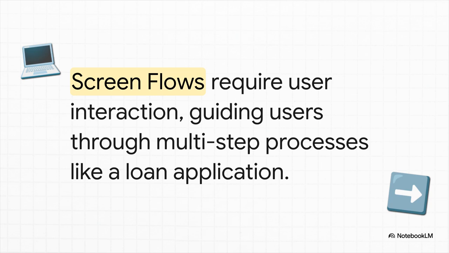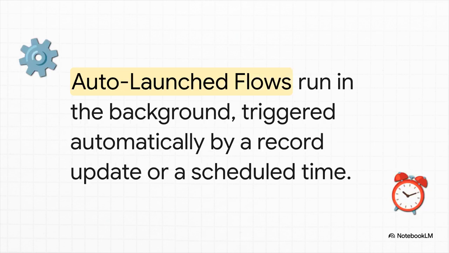First up, we've got screen flows. The name kind of gives it away. These are the flows that need a person to interact with them. They're absolutely perfect for guiding a user through a process step by step. Think of things like a complex loan application or a guided setup for a new customer. You're basically presenting screens to the user to get the information you need. And then on the complete other end of the spectrum, you have auto-launched flows. These guys run totally in the background, no user interaction needed whatsoever. They're kicked off by some kind of event, like a contact record being updated, or they can run on a schedule, just like in our Ford example. So right there, you see the two main modes of automation, one that works with a user and one that works completely on its own.